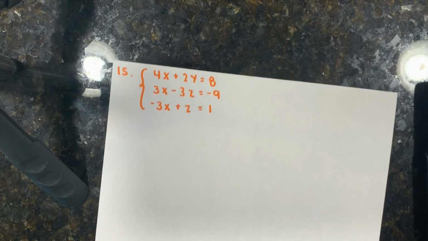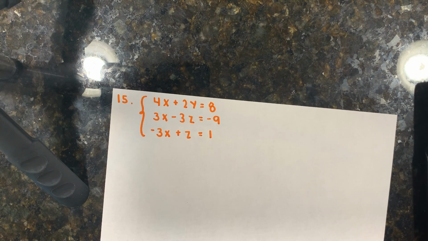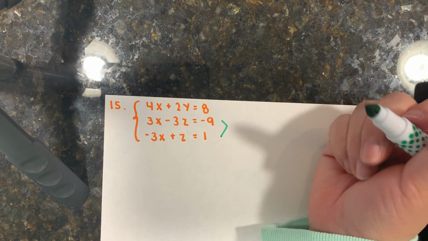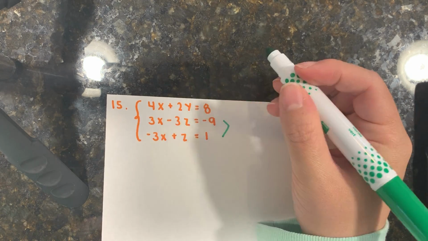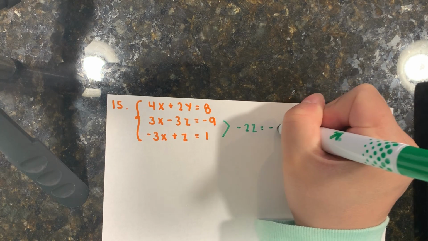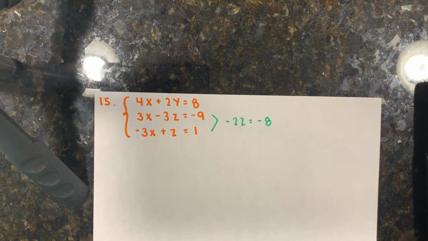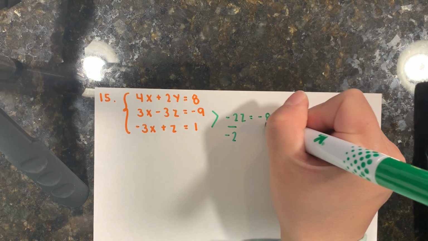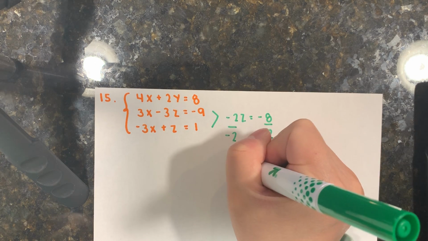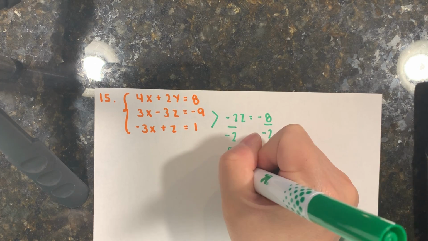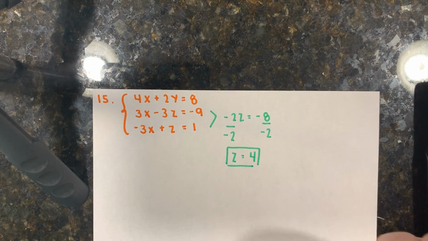Then the last one we're going to do is number 10. So number 10, normally I would just solve for one of the letters. But if you look at these bottom two equations, if I were to add them together, I would get 0x, but I would get negative 2z is equal to negative 8. Then I can just divide both sides by negative 2 and give you z is equal to 4. Now I can easily solve for x and for y.